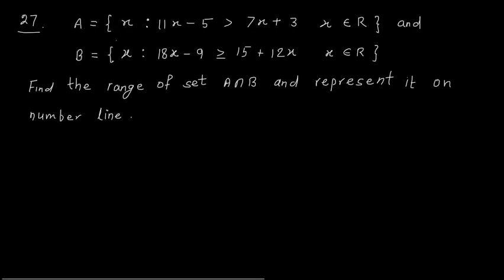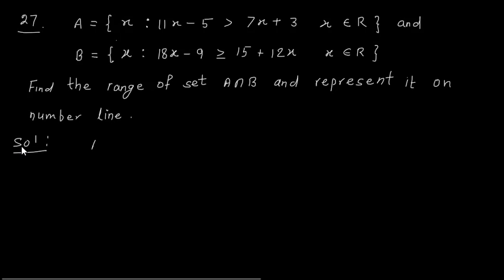Question number 27: A is a set of all x where 11x minus 5 is greater than 7x plus 3 where x belongs to real number. And B is a set of all x where 18x minus 9 is greater than 15 plus 12x where x belongs to real number. We have to find the range of set A intersection B, and we have to represent it on the number line. Okay, so let us start.